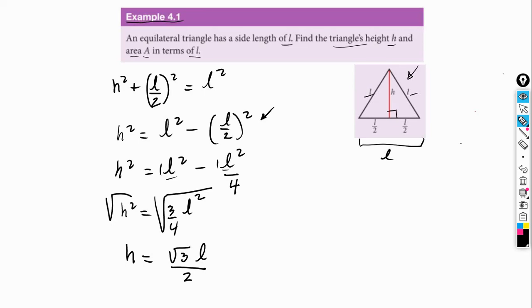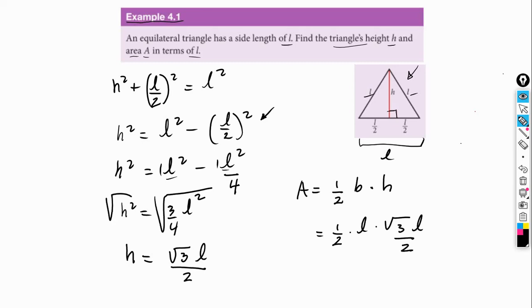Then it also says that it wants the area in terms of L. We know that the area of a triangle is equal to 1/2 base times height. So we can just plug in the letters here and we're going to get that the area is 1/2 times L, which is the base for the whole triangle, times the height, which we found is square root of 3 times L divided by 2.